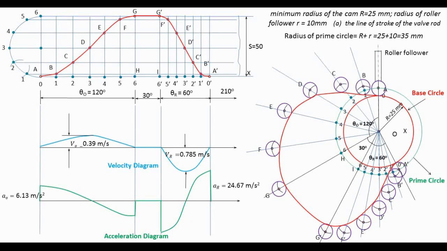So this is the first case, case A, where we have drawn the profile of the cam and calculated the velocity and acceleration diagram. This is the displacement diagram, this one is velocity, this one is acceleration. So let us see case B.